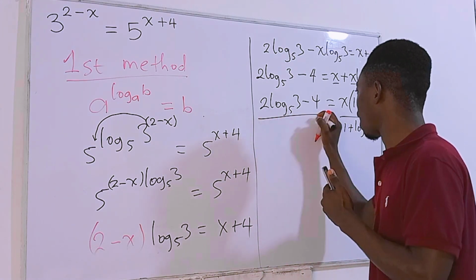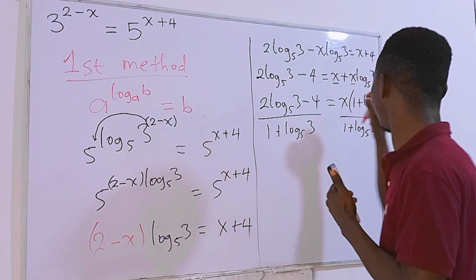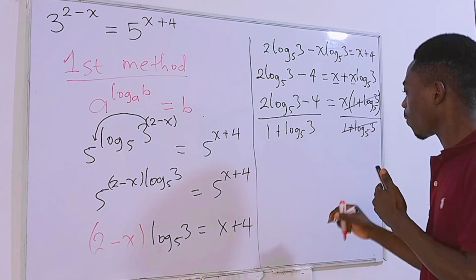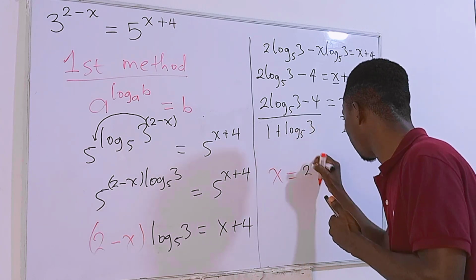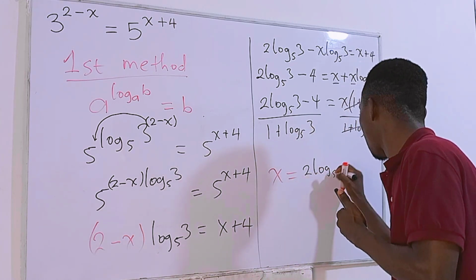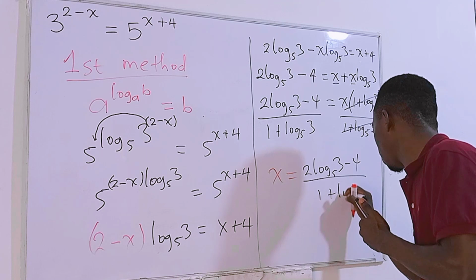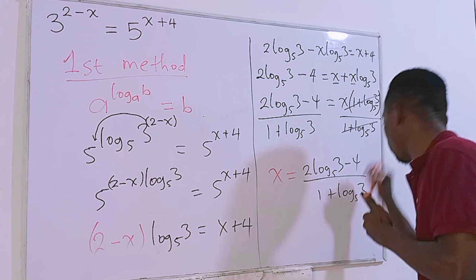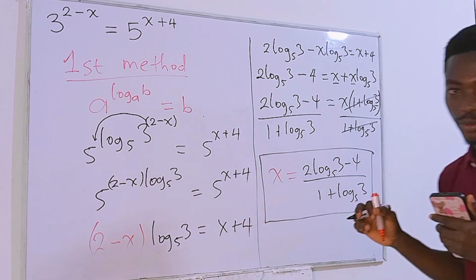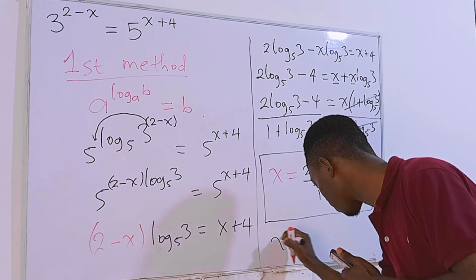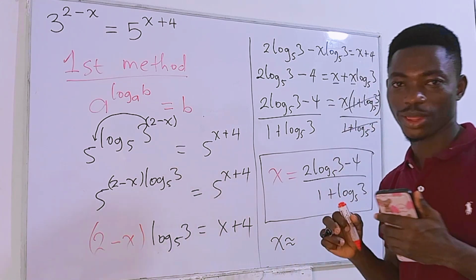And we will do the exact same thing here. 1 plus log base 5 of 3. Clearly, we see that this and that will go, and we are left with x is equal to everything here. 2 log base 5 of 3 minus 4, all divided by 1 plus log base 5 of 3. And that is our answer. Of course, if you use a calculator for this, you are going to get x approximately equal to, of course, let me figure out what this will be on the calculator.